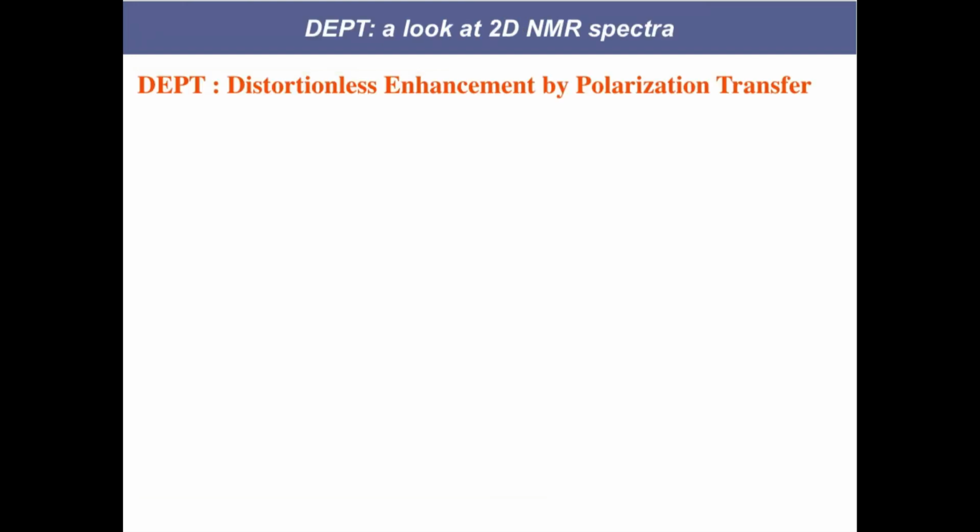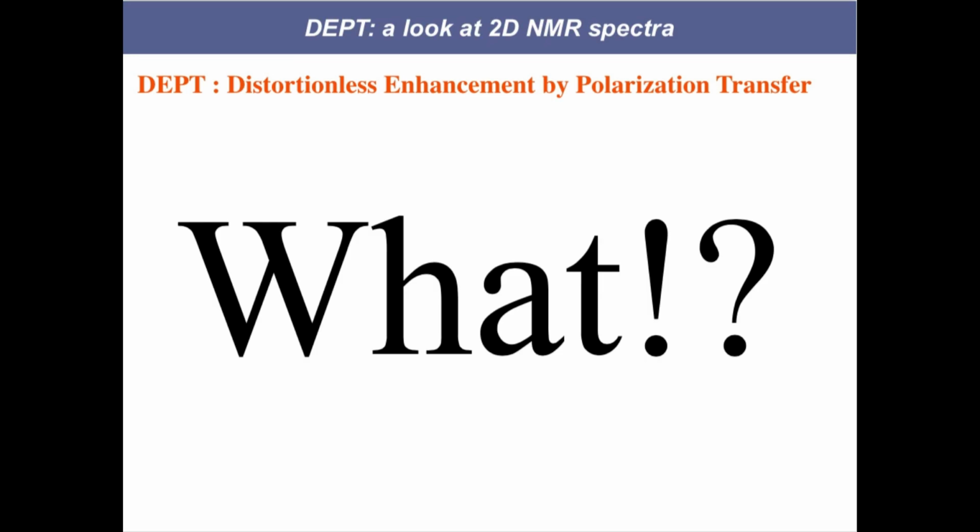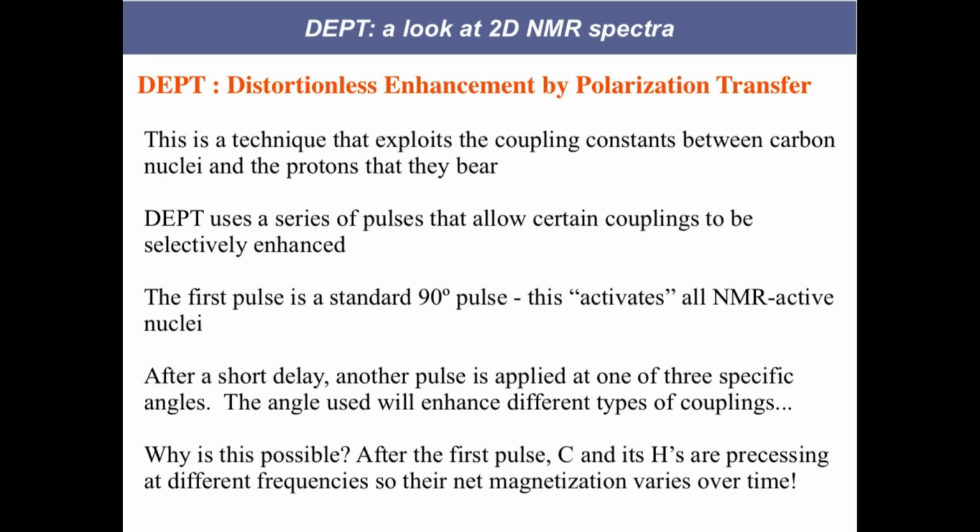One topic that very frequently shows up on the ACS final exam is a modification of carbon-13 NMR called DEPT, D-E-P-T, which stands for Distortionless Enhancement by Polarization Transfer. This is a type of what we call two-dimensional NMR. Now, what in the world does distortionless enhancement by polarization transfer stand for? Don't worry about what it stands for. Let's talk about what it does.